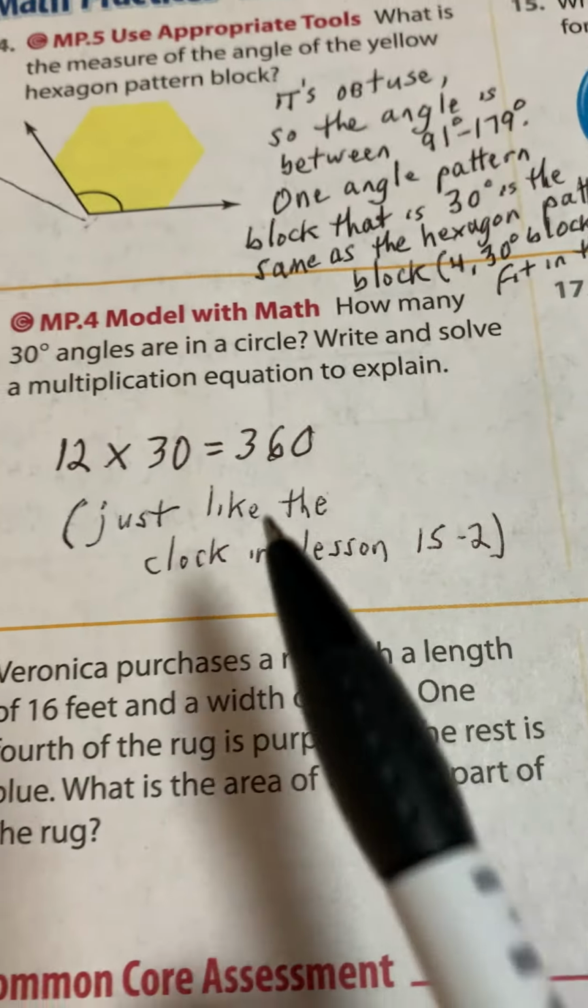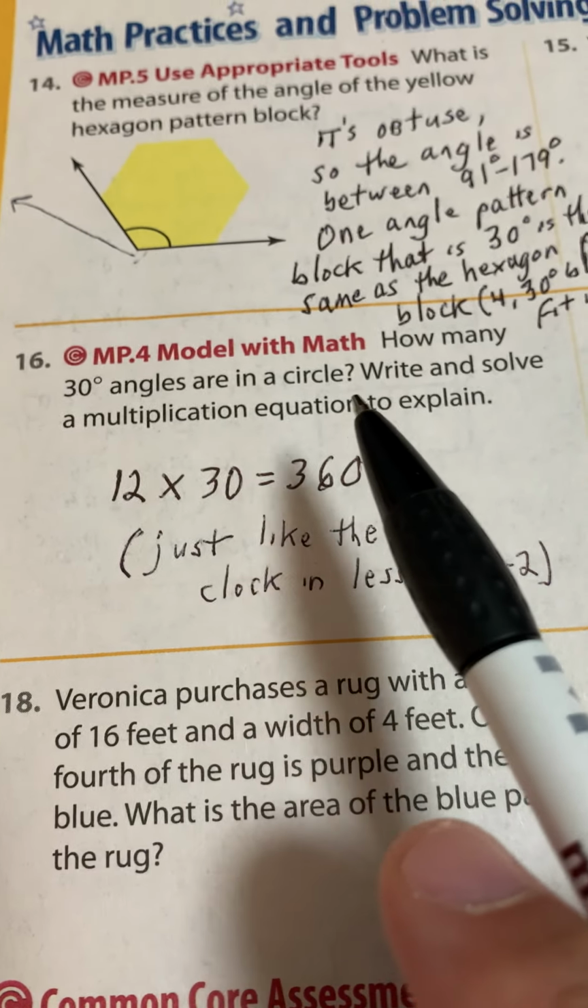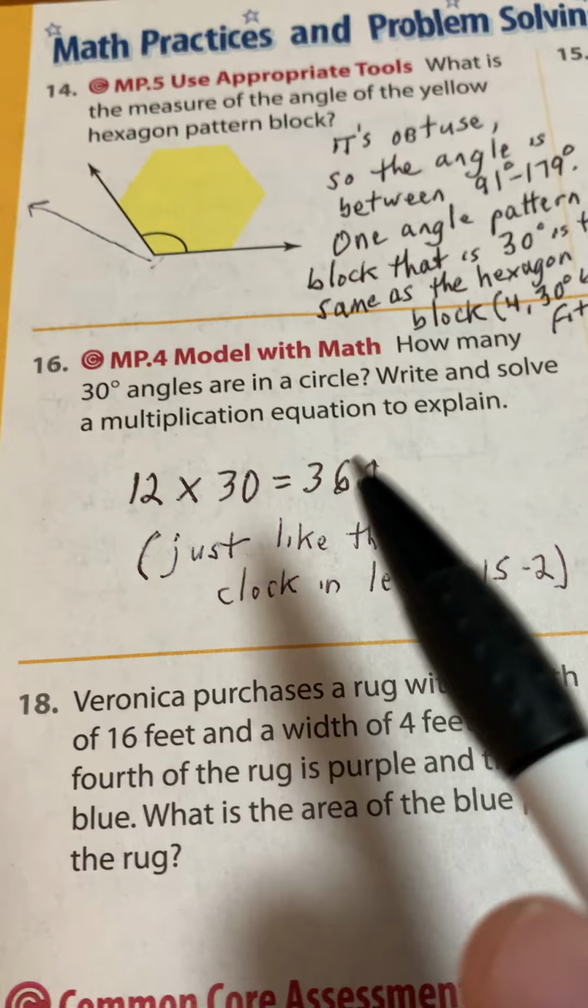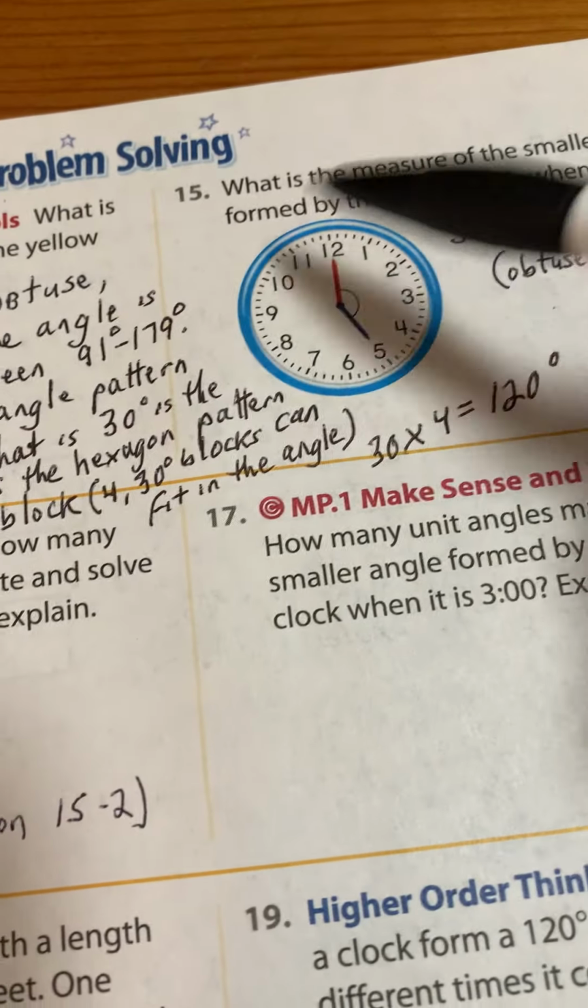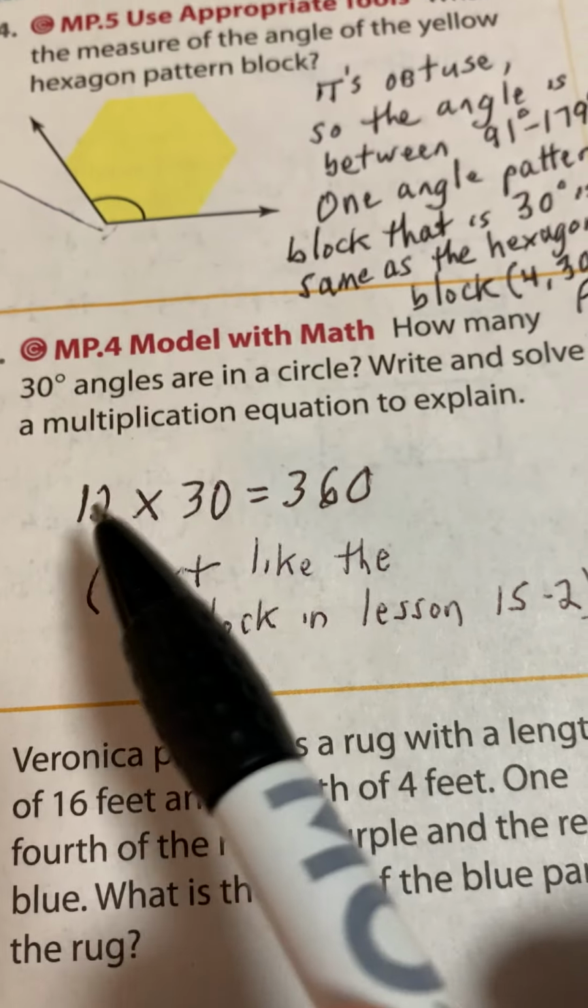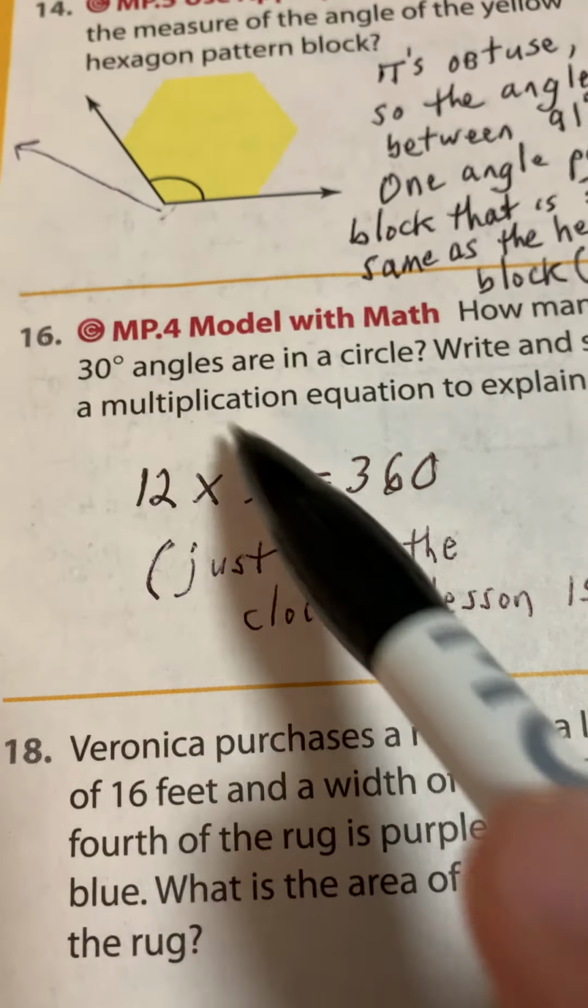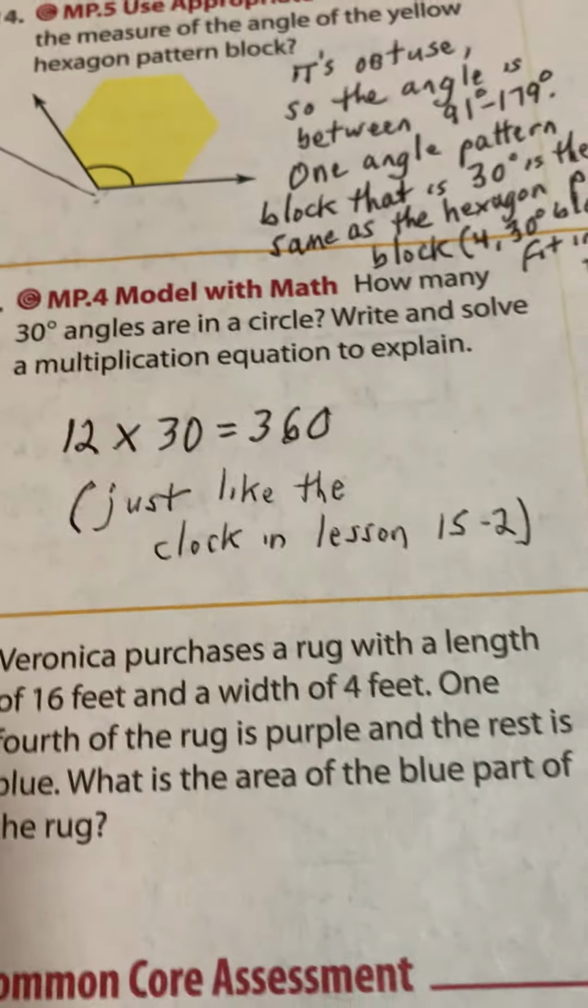Let's go to this problem. How many 30-degree angles are in a circle? Write and solve a multiplication equation to explain. Well, I just told you there are 12 equal parts. Each one is 30. 12 times 30 is 360. So there are 12 30-degree angles in a circle.